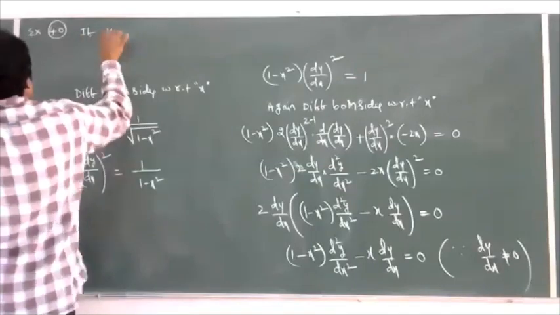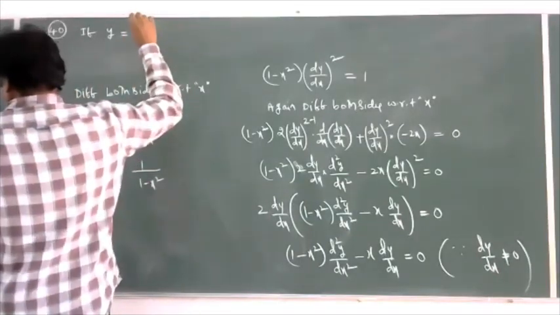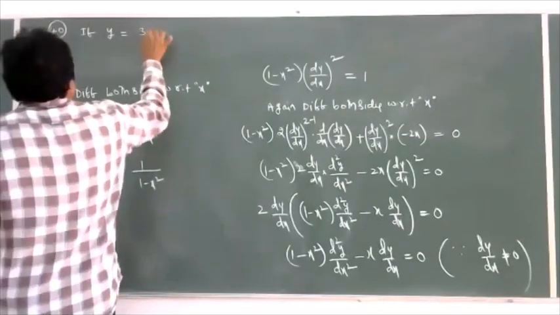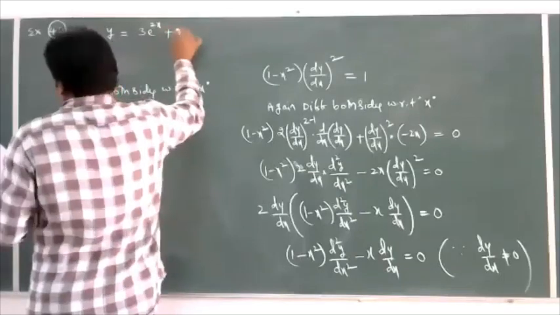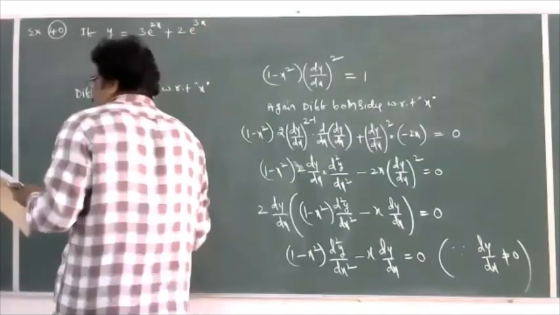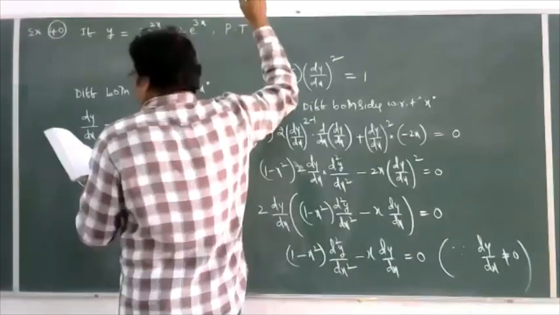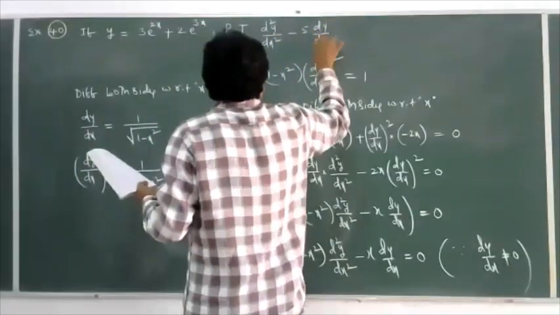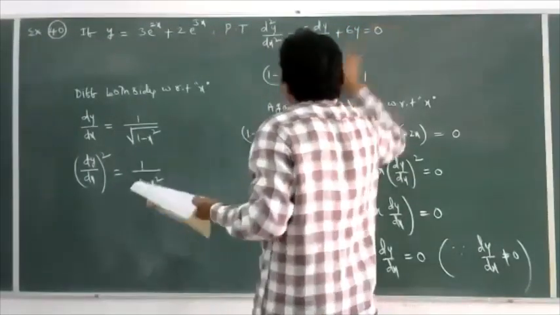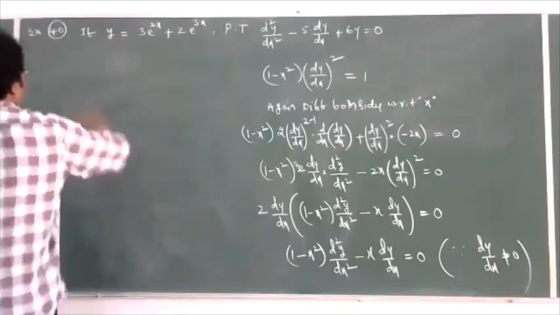If y is equal to 3 into e power 2x plus 2 into e power 3x, then prove that d square y by dx square minus 5 into dy by dx plus 6y is equal to 0.